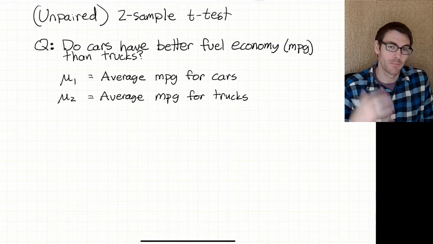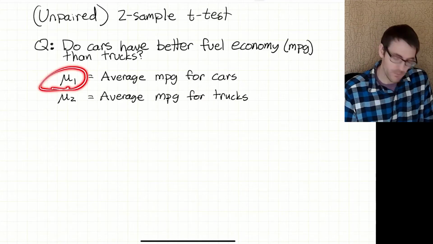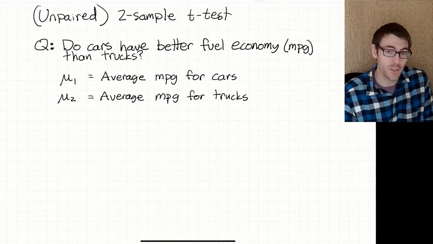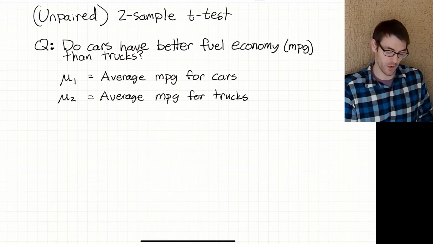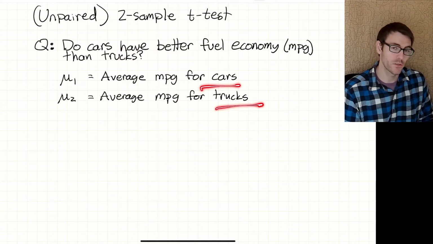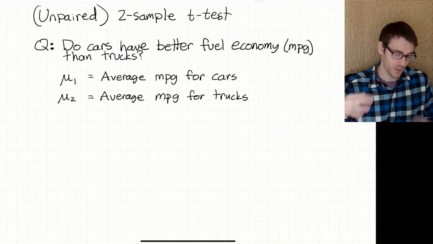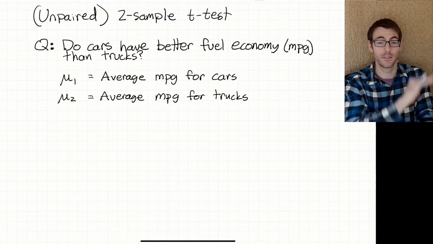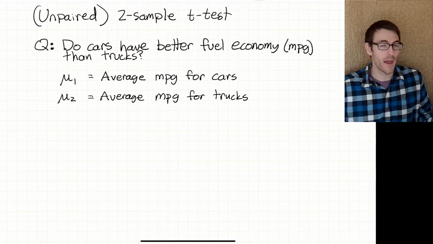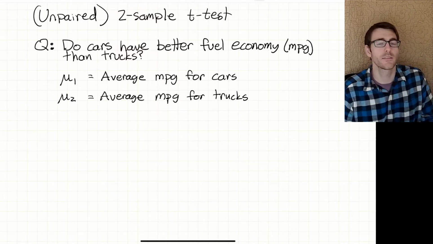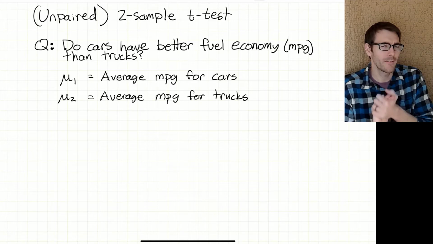Again, I keep saying this, but it's so important. Whenever we use mu, we're talking about a population, in this case, the big picture of all cars or all trucks. We're averaging the fuel economy across the entire population. To answer this, we could literally measure the fuel economy for every car and every truck in existence. That certainly sounds not feasible.